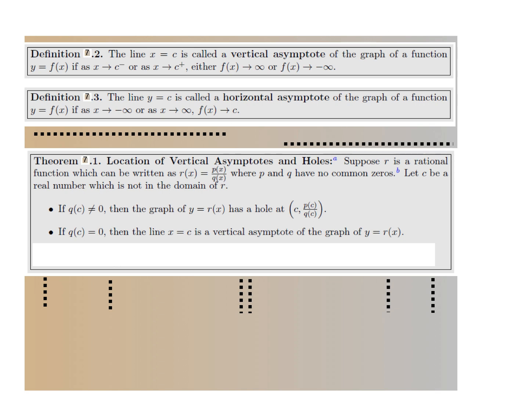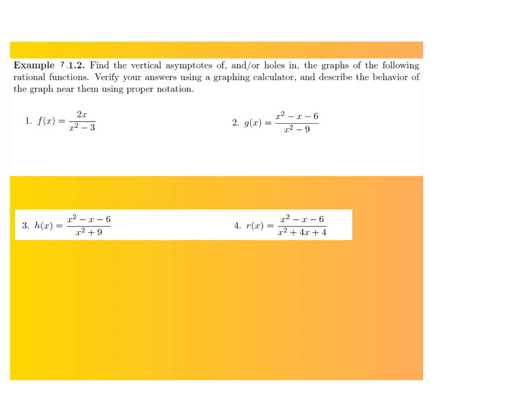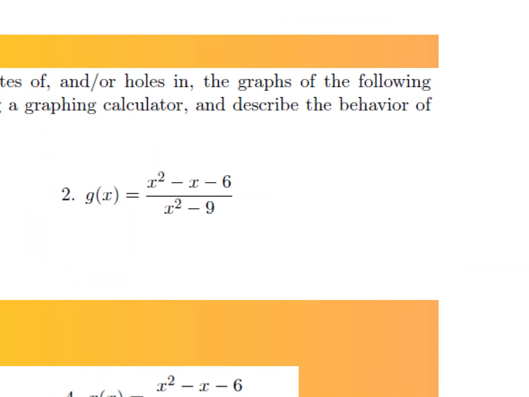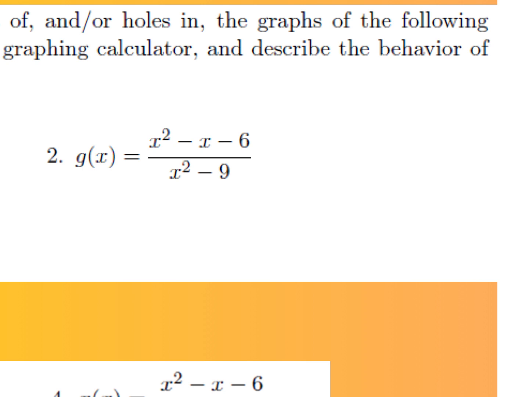All right, moving on. This is where you get your official definitions of vertical asymptotes and horizontal asymptotes. And holes. We haven't talked about holes yet. That's important. Let's go to number 2 right here. Find the yellow page, number 2. What do you think I'm about to say?